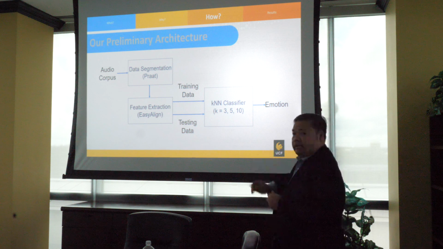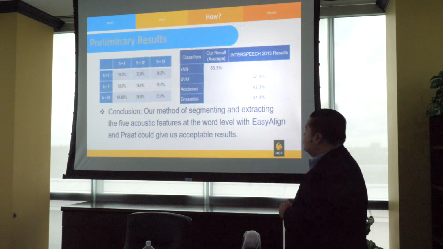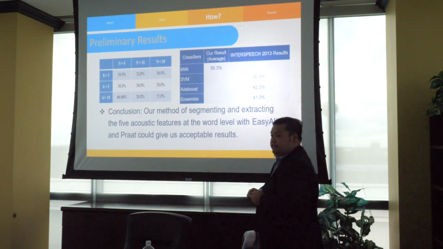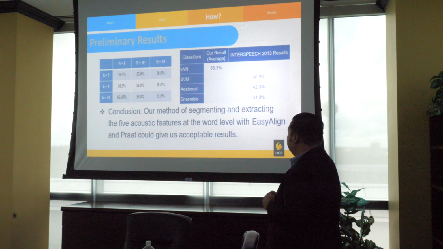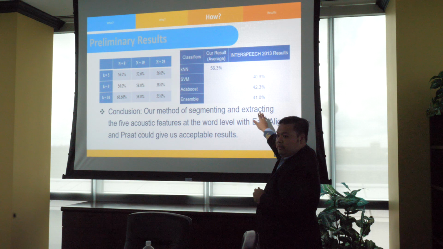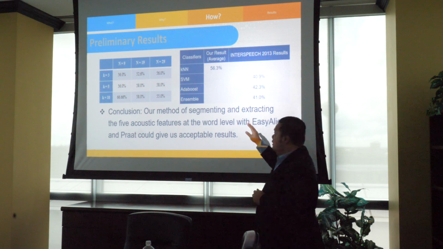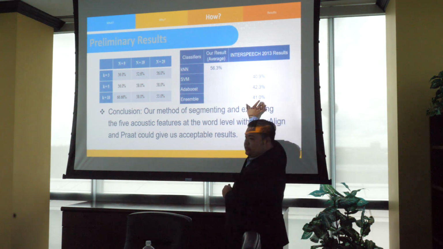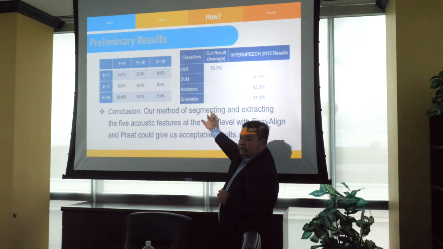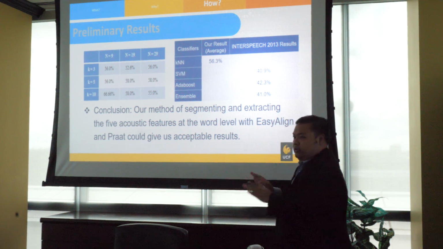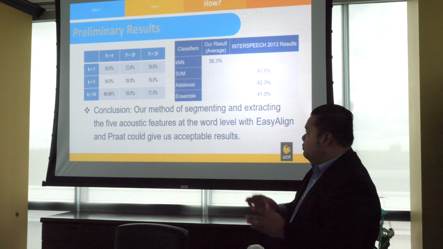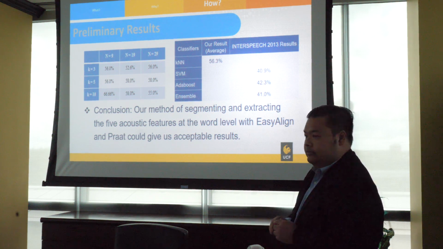Okay. So the next one, please. So using the KNN, we got an accuracy of 56.3 on average, which is not really bad compared to the result from Interspeech 13, but only at face value. Remember that this competition works with 12 emotions, but we only work with 5 emotions at this stage. So we just want to see where we are in terms of performance with our initial approach, compared with the current state of the art.